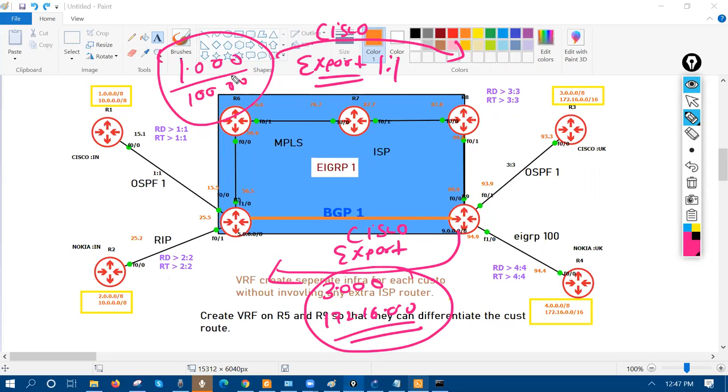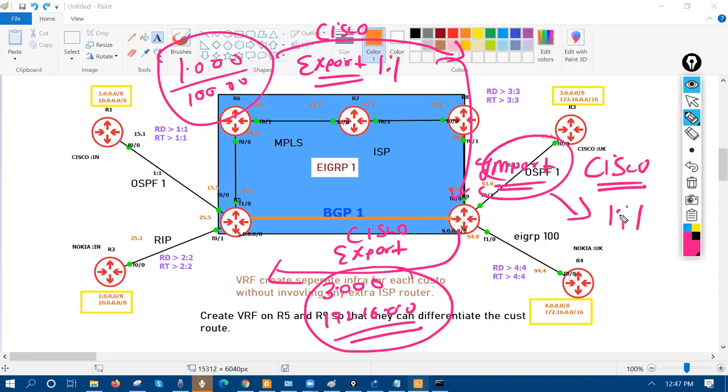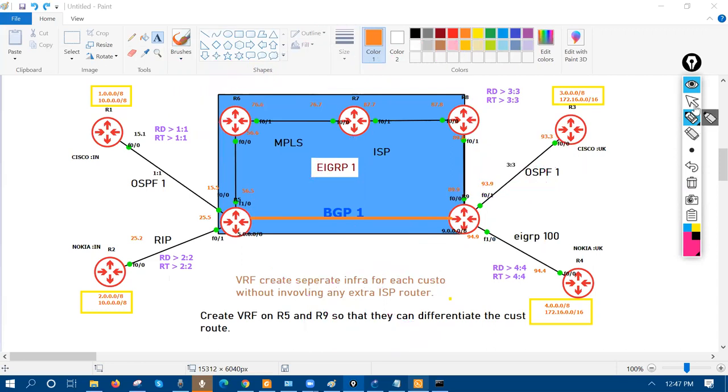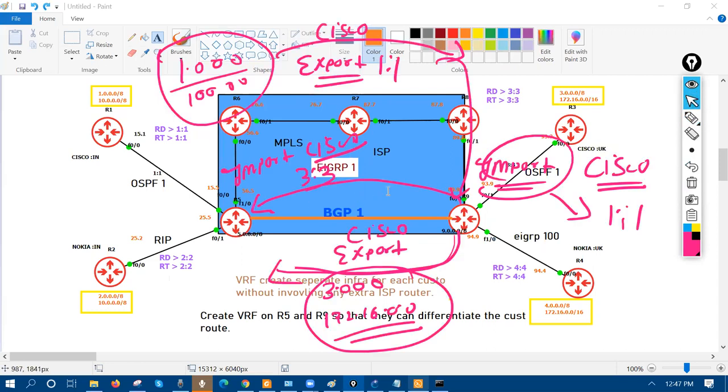So what happens on R9? We need to import it. In which VRF? Which RD? 1:1, import it. Same way on R9: if this guy is exporting, I need to import it in which VRF, which value? If anything mismatches, your route will be leaked, the customer route will be totally leaked.